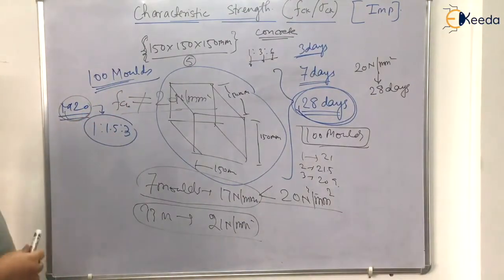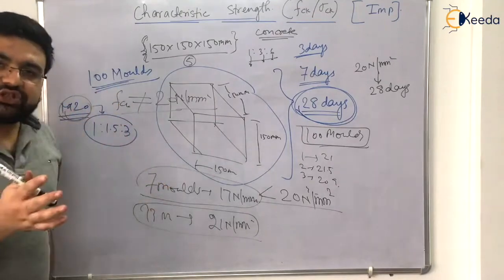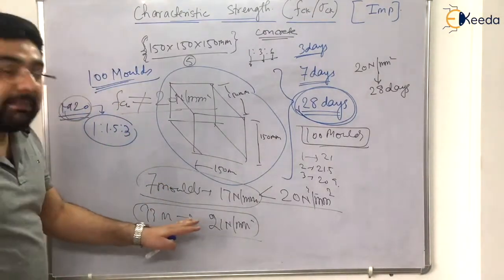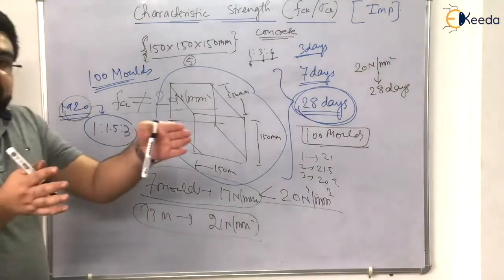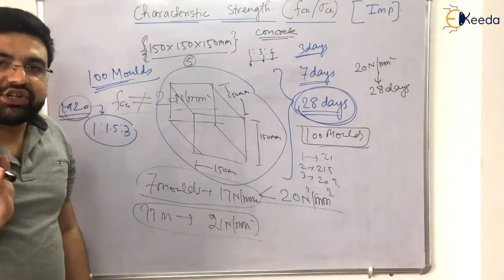I have simplified the characteristic strength in a very simple manner, because a lot of people get confused about the difference between characteristic strength, the mean strength and so on. Again, I am repeating the bookish definition, because in the GATE examination they are not asking the bookish definition. What are they asking?